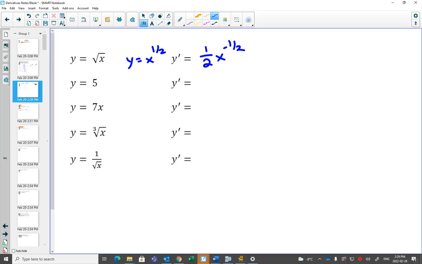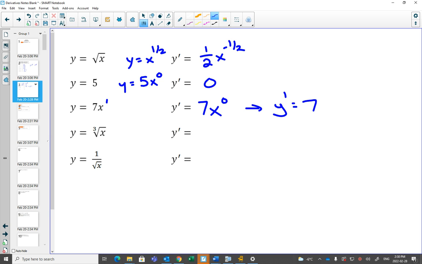This one's interesting. Could you write this as an x with an exponent? Technically, you could write it as 5x to the 0. And if you followed the rules, what would you get? 0. Because the 0 would come out in front, multiply the 5. And even though you would get an x to the minus 1 after that, you would still get 0. 7x. Technically, you have a 7x to the 1. Technically, you would get this, right? Which is just 7.